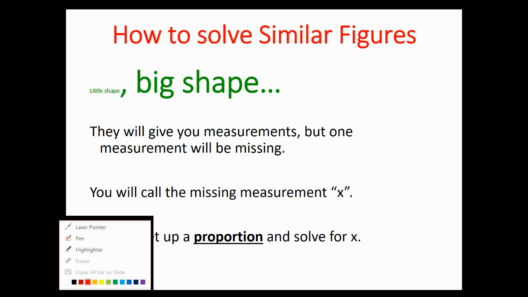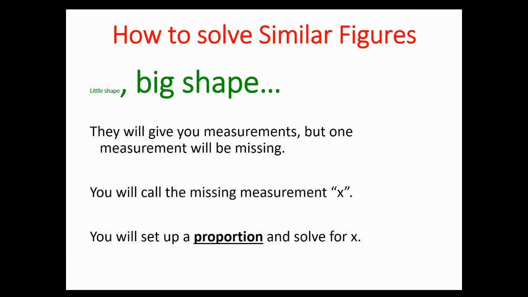So when we're talking about similar figures, we're looking at two shapes that are the same shape, but they are different sizes. So you'll have a little shape and a big shape. They're going to give you the side lengths, but one of them will be missing. We're going to call that missing number X. And then we're going to make a proportion so we can solve for X and figure out what number is supposed to be on that side.